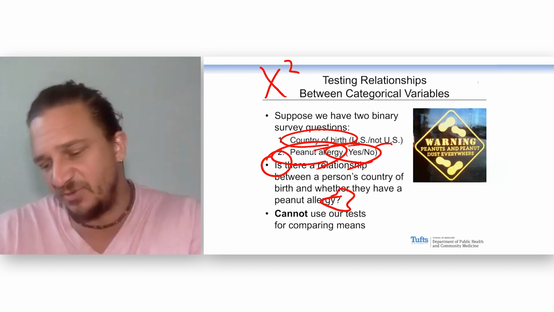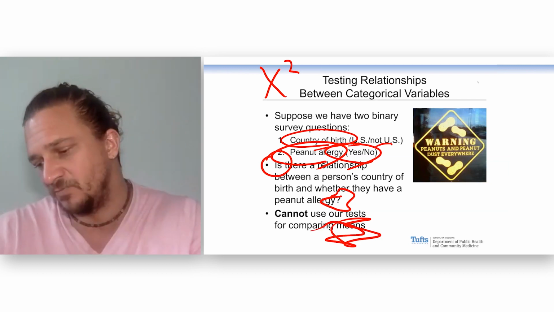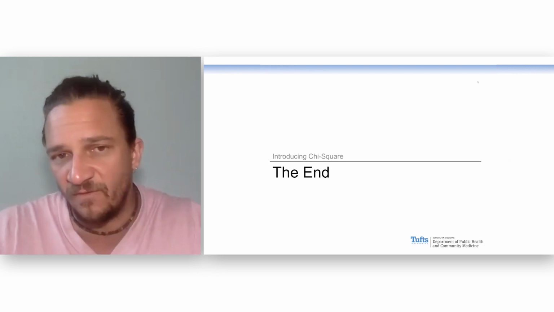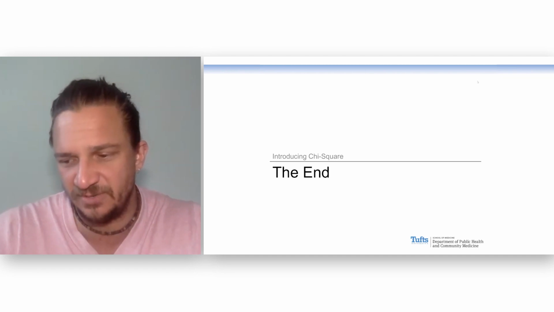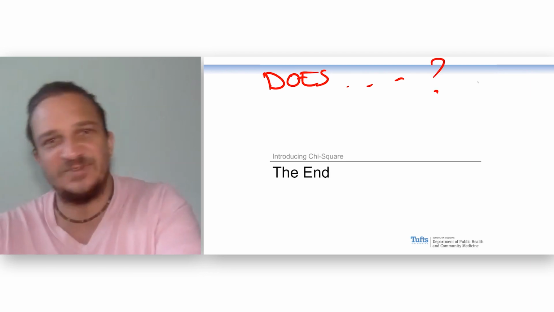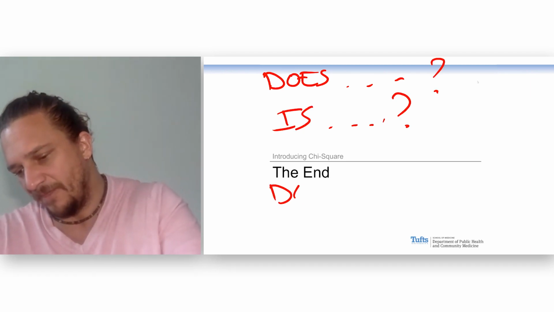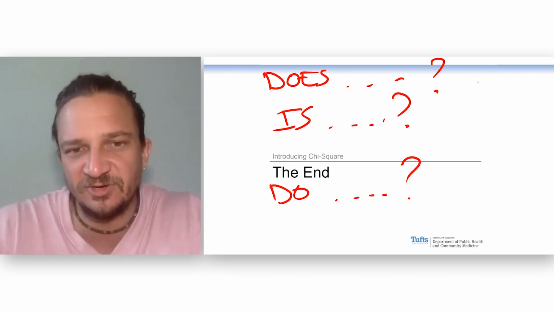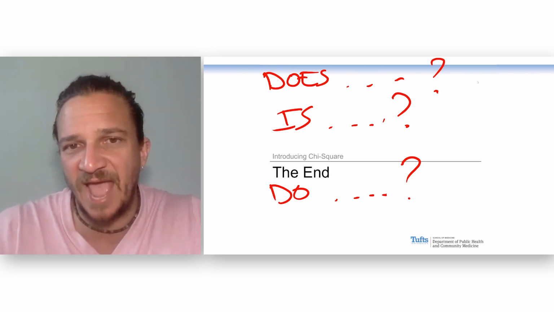Can we do any of the tests we've done? No, because we're not talking about means. We're talking about categorical variables. So I want you to take a second here and think about, can you come up with a research question? Something that starts with does, or is, or do, and ends with a question mark. Come up with a research question that has two variables and both of them are categorical. And we'll look at an example of this in the next video.